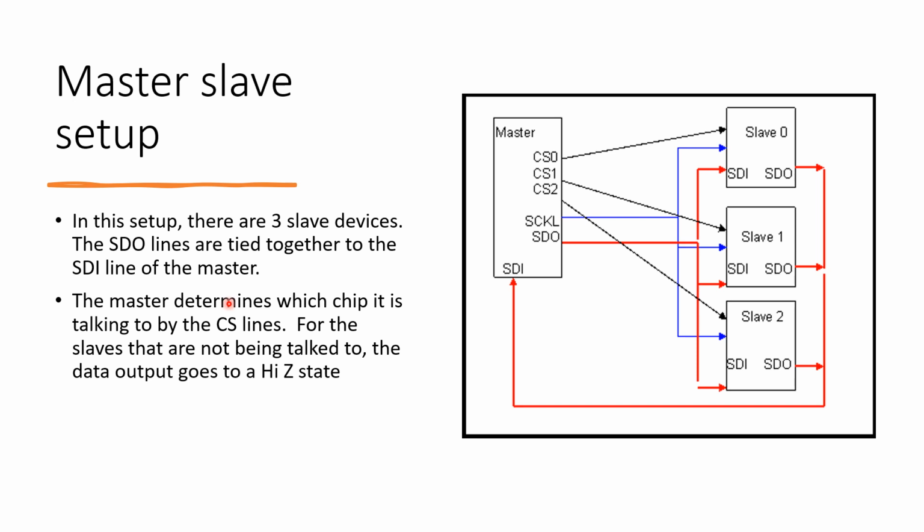So there are different ways that a master and slave can be set up for an SPI. So here we see a common setup where we have 3 chip select lines, and you have the clock and the data in. The master determines which chip it is talking to by the chip select lines. For the slaves that are not being talked to, the data output goes to high Z state.